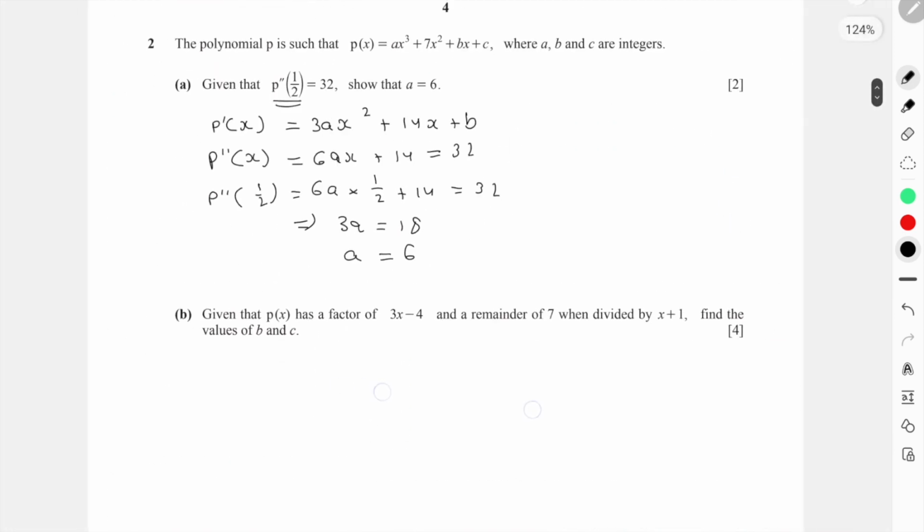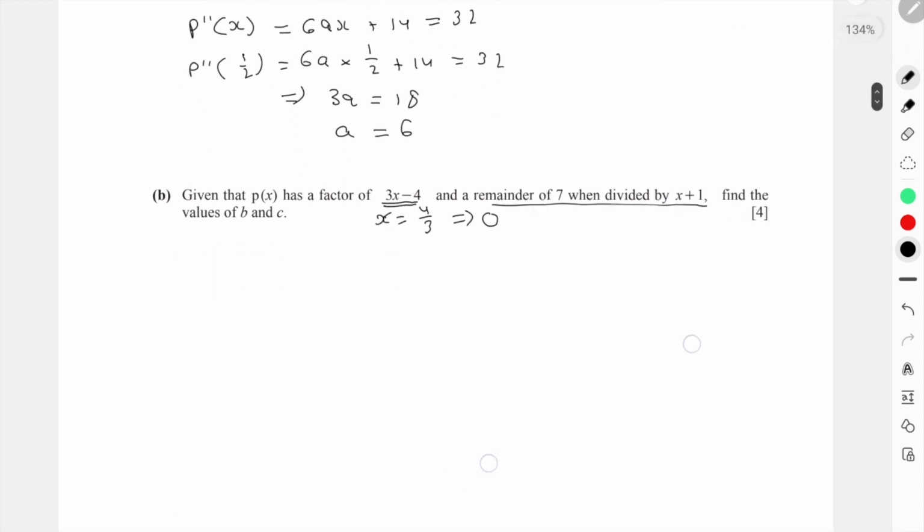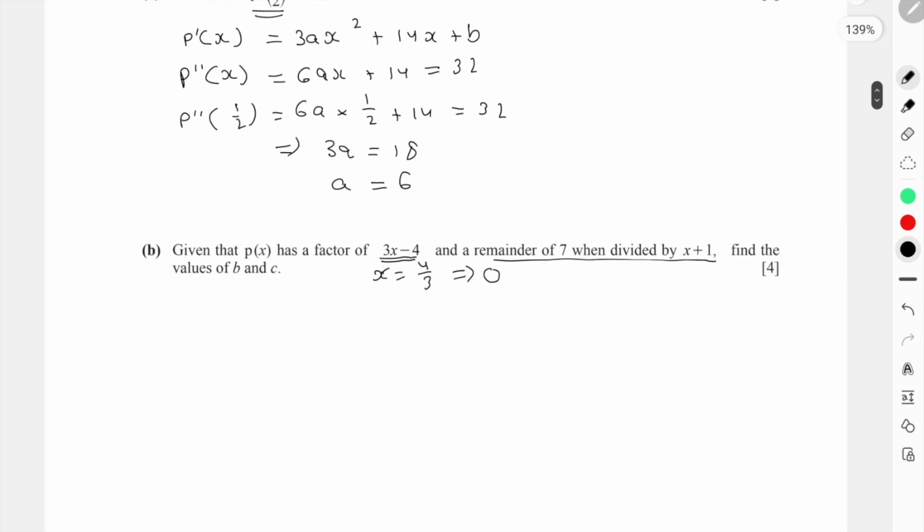And now it has a factor of 3x minus 4, and it has a remainder of 7 when it's divided by this. Alright, so if you have watched one of my videos, then you'll know that if we have a factor, that means p of 4 by 3 is essentially 0. When you plug this into p of x, you get 0 because it's a factor. This is basically the factor remainder theorem. If you're unsure about what they are, just go to my videos and check it out. So we know that p of 4 divided by 3 is 0. So write this down, it's very important.